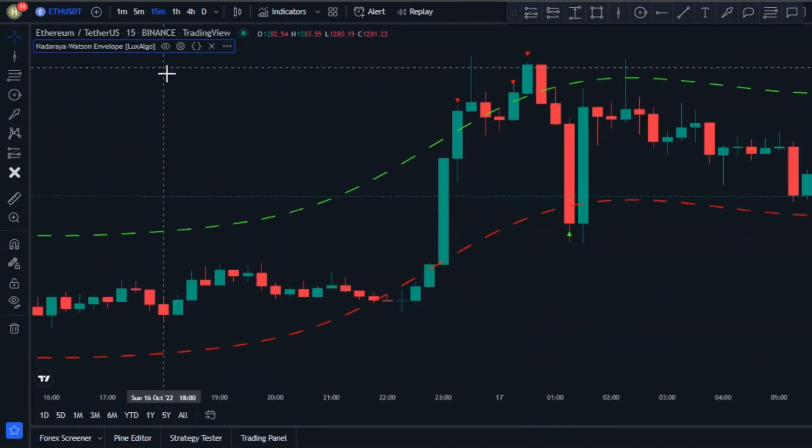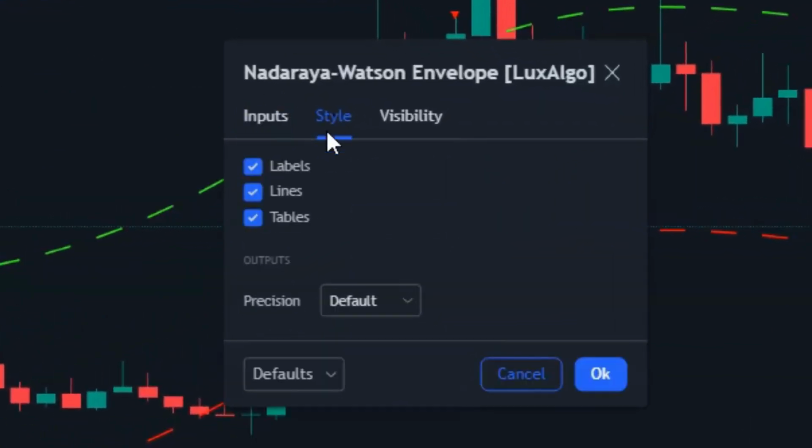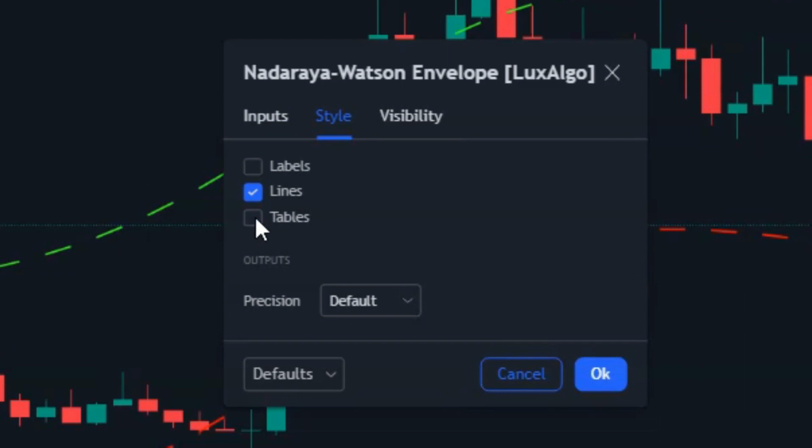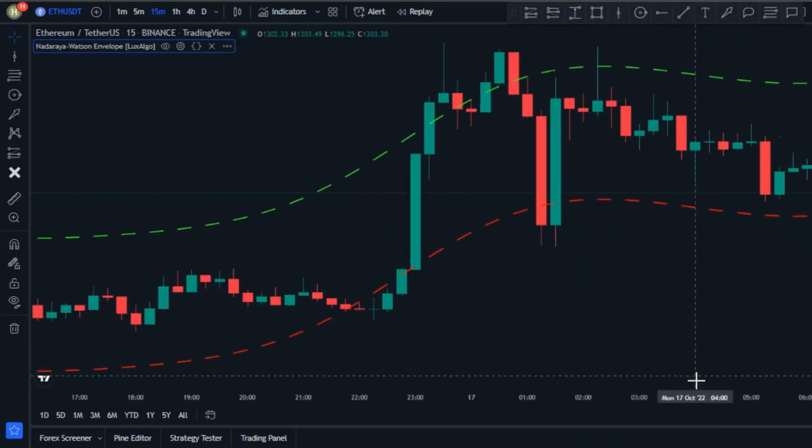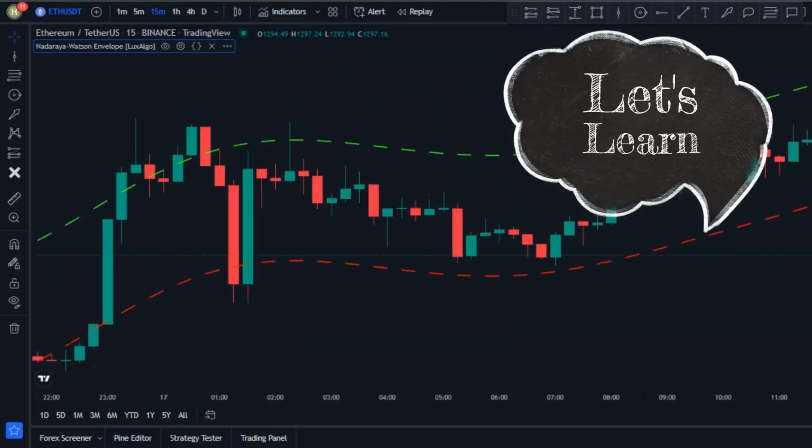So get into the indicator settings by clicking on the settings button. Then in the style tab, you need to disable labels and tables. Then you can click OK, because we're done with this indicator's adjustments. Now let's see how we can trade with this indicator.